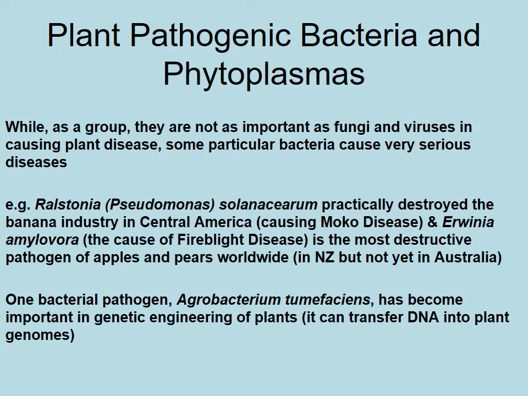Another example involves the bacterium Erwinia amylovora, which causes fire blight disease, and this is the most destructive pathogen of apples and pears worldwide. You might remember one important bacterial pathogen called Agrobacterium tumefaciens. We talked about this in living systems too, and Agrobacterium tumefaciens causes a disease called crown gall disease, but it's become very important in the genetic engineering of plants. And the reason for this is that it can transfer DNA into plant genomes.